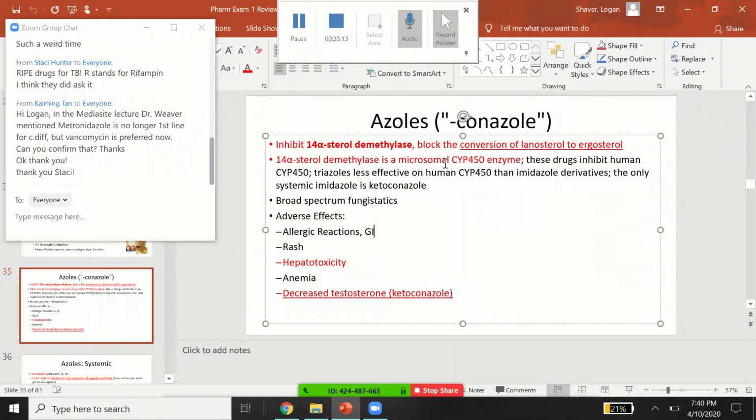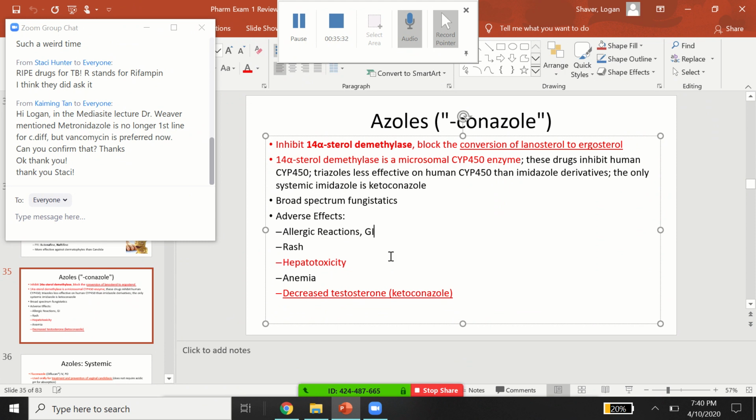And then just a little fact along with what 14-alpha-sterol demethylase is. It's a microsomal CYP450 enzyme. Honestly, I don't remember anything really high yield at all about that. Definitely the mechanism is the bigger deal up here.